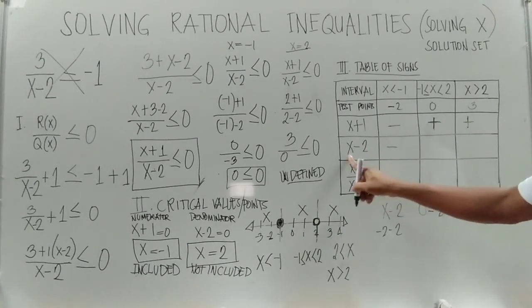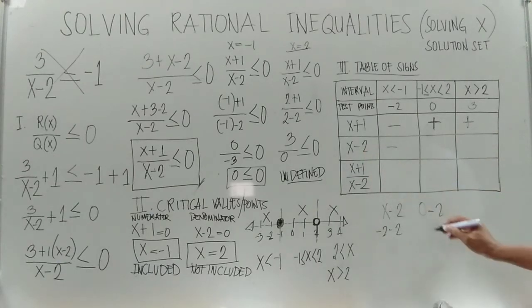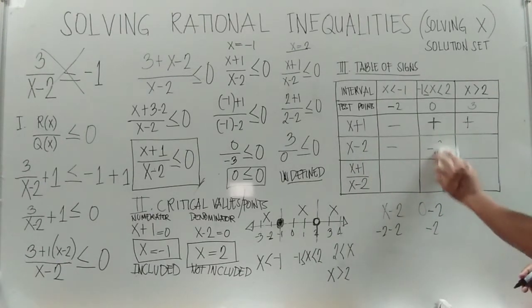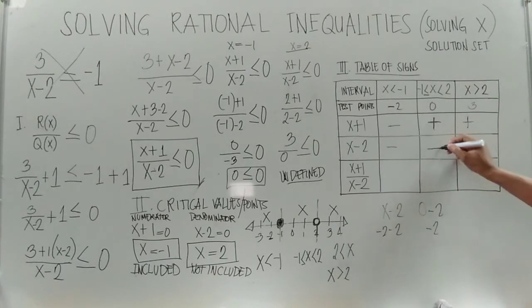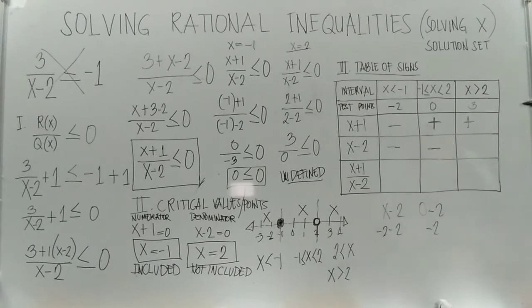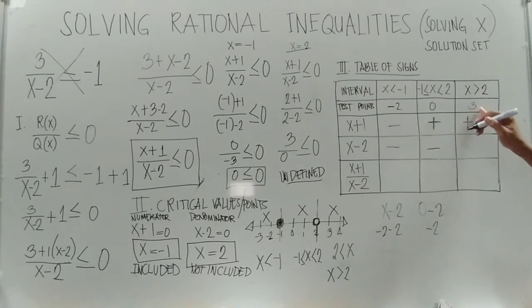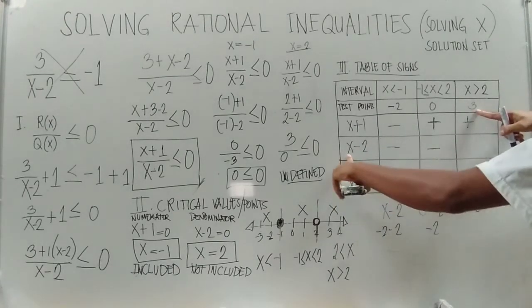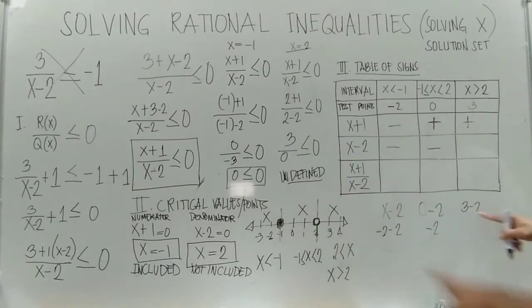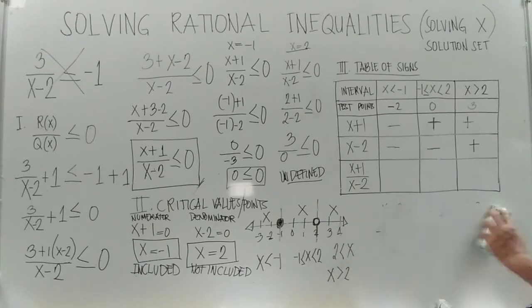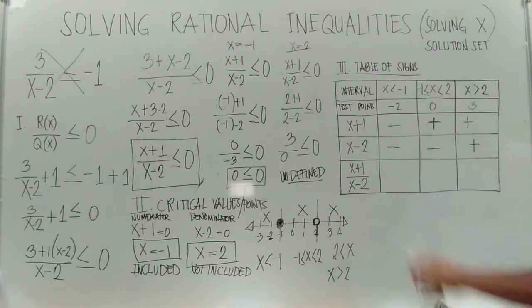0 minus 2, x is 0. So 0 minus 2, we have -2. Again, we are not concerned with the exact value, but the sign of the value. Then we have 3 minus 2, so we have +1. Okay, let us continue.